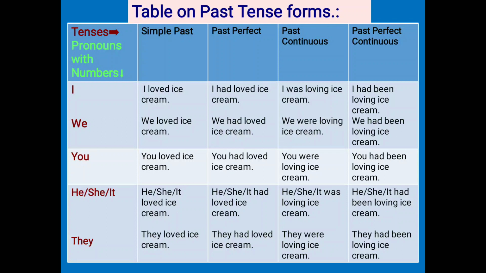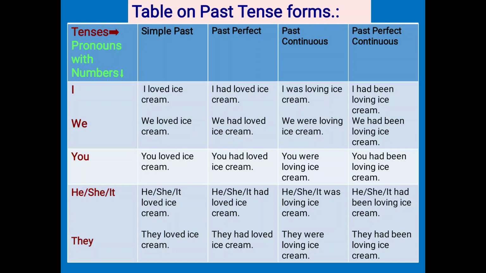When we use past perfect tense, the sentence would become I had loved ice cream. I is the subject plus had plus third form of the verb love, that is loved. Here loved is the third form. Okay, it is not the past form, it is the past participle form of love. So I plus had plus third form of love, that is loved, plus object, that is ice cream. Yeah, similarly we have the other sentences. We had loved ice cream, you had loved ice cream, he, she, it had loved ice cream, and they had loved ice cream.